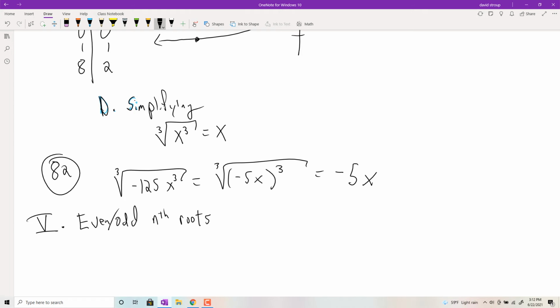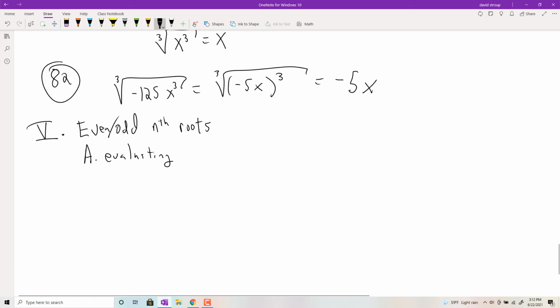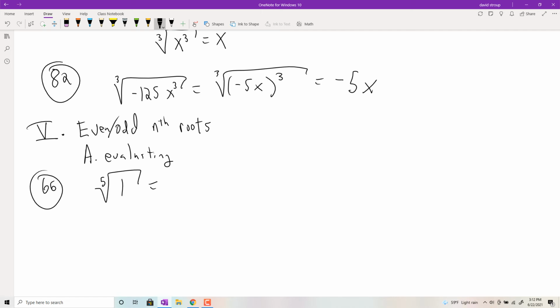Let's look at evaluating some of these, just in the first case. Let's look at 66. We have the 5th root of 1. It basically just asks what times what times what times what times what is equal to 1. And those whats have to all be the same thing. The answer, of course, is just 1. 1 times 1 times 1 times 1 times 1 equals 1. So that works. Okay, let's look at another one.